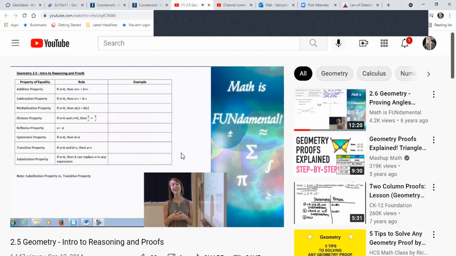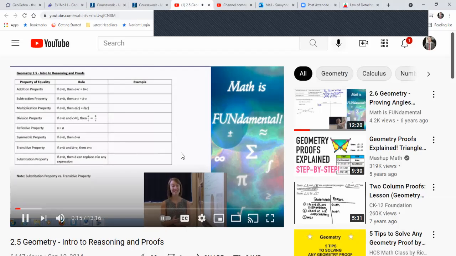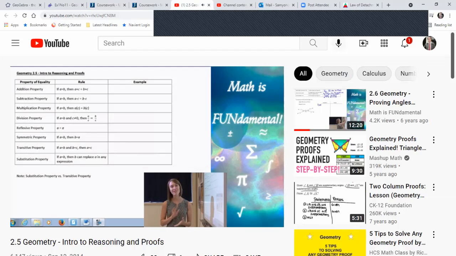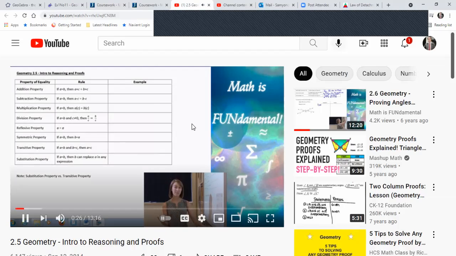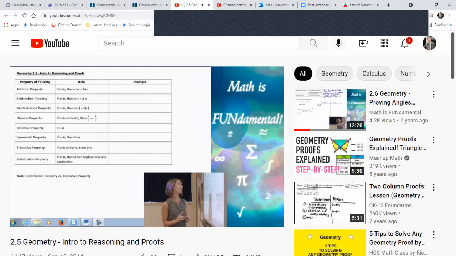Today we're going to introduce proofs. Now this is something totally new, probably never seen before, so this will just be a little lesson to jump into proofs in geometry. So let's get started with some properties of equality. Now these may seem a little familiar to you, which is good.